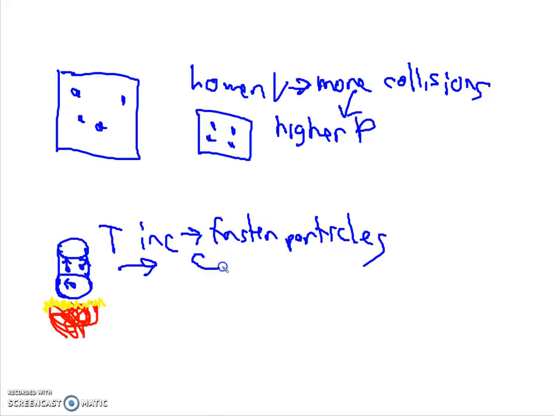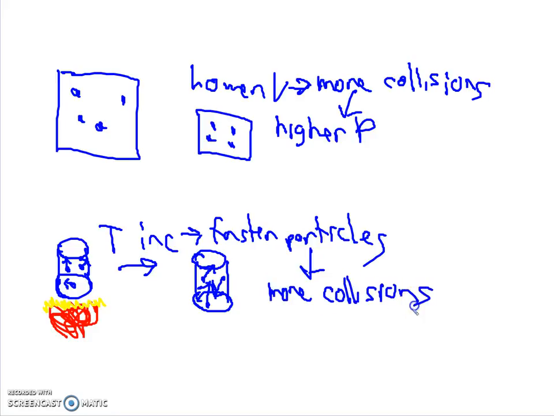And then we've got the same container. It's a rigid container. This is like a metal container, so it can't expand. But since the particles are moving faster, you're going to have more collisions, and therefore more pressure. And of course, you could do the opposite of all these things.